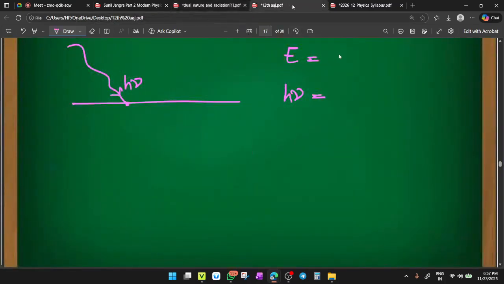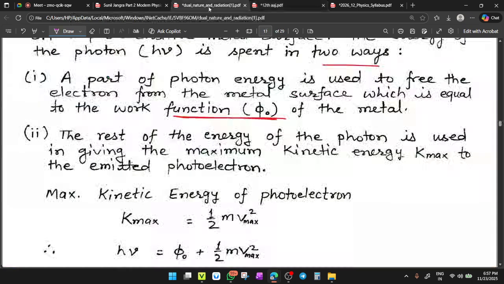So first, some part of the energy is used as a work function, just to release the photoelectron from the attraction of this metallic surface and fetch it out of the surface. This is called the work function. The energy required is called the work function of the metal.